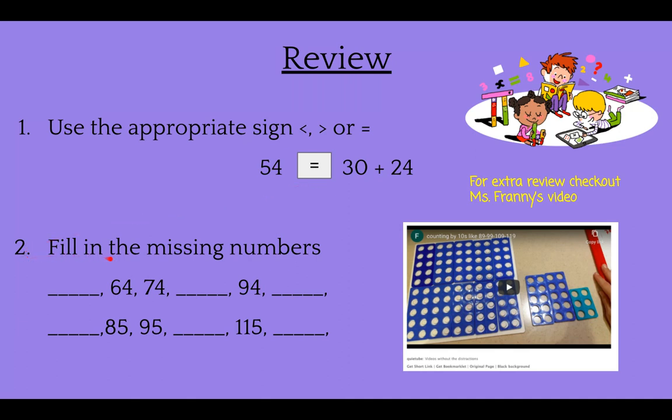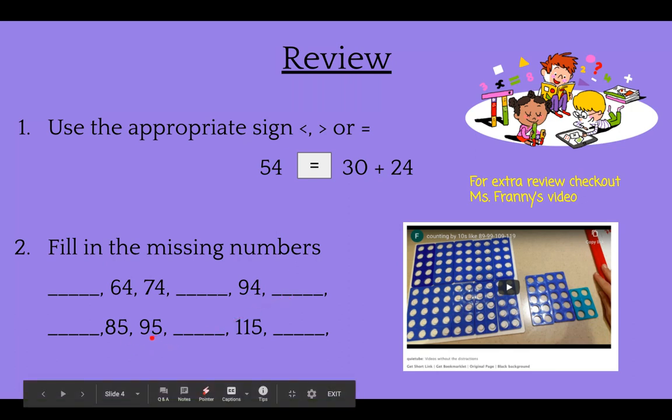For number 2, we're going to fill in the missing numbers. Here I'm looking at the pattern, and when I try to figure out this pattern, I want to know what is the difference between these 2 numbers. So 64 plus 10 is 74. So 10 less than 64 would be 54. So we have 54, 64, 74. 10 more would be, that's right, 84. 10 more than that is 94. 10 more than that is, correct, 104.